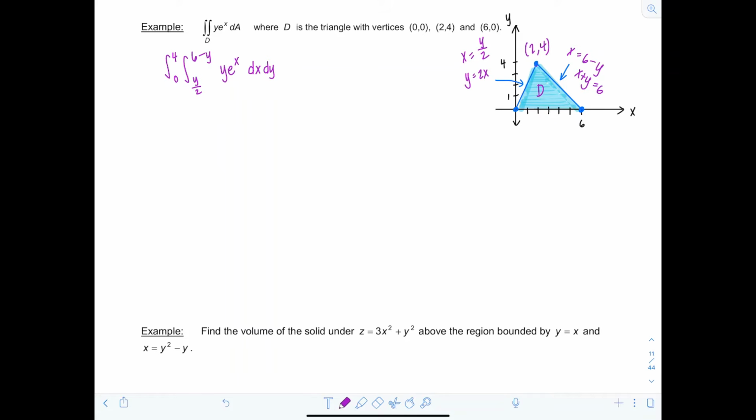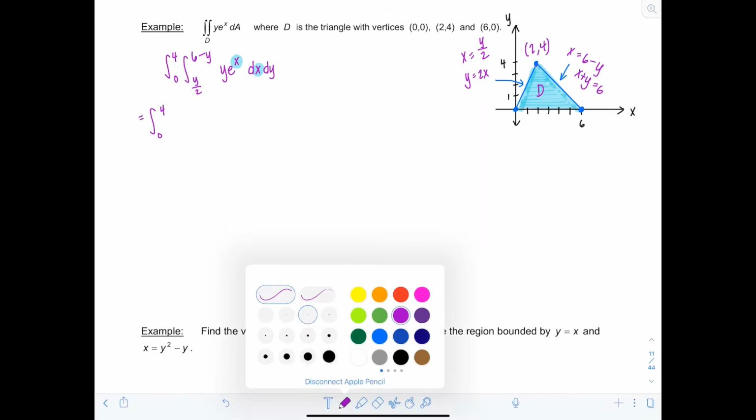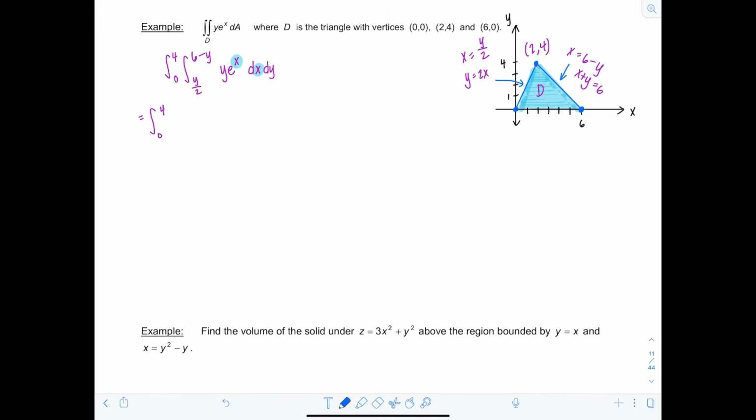Fantastic. So now let's go ahead and anti-differentiate with respect to x, right? You're just going to treat y as a constant, pay him no heed. So we have 0 to 4 hanging out there. And then the antiderivative of e to the x is e to the x. We love it. So y times e to the x, with limits from y over 2 to 6 minus y, and then you still have that dy.